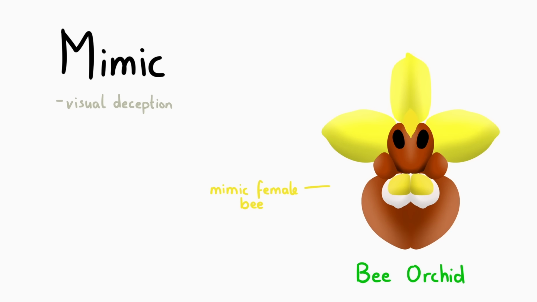Some plants go even further with mimicry as a defense strategy. For example, the bee orchid, Ophrys apifera, has evolved flowers that closely resemble female bees in appearance and even produce similar scents. This tricks male bees into attempting to mate with the flower, facilitating pollination in the process.